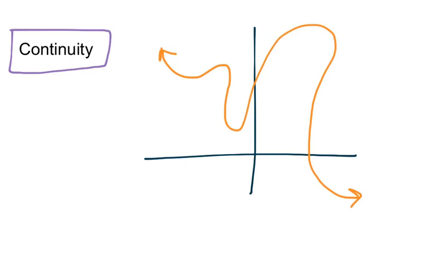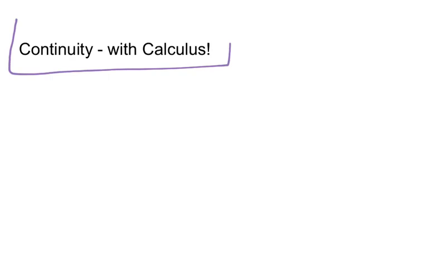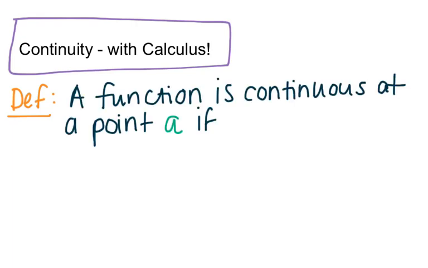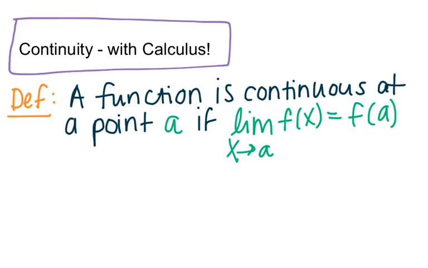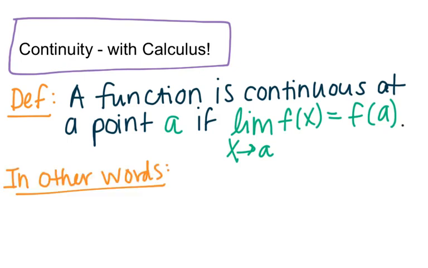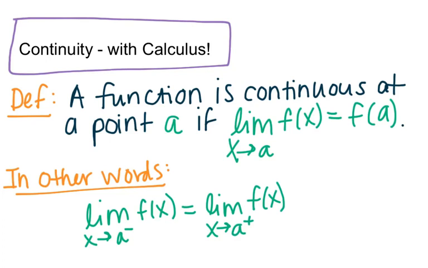But now we're in calculus. So let's revisit this idea of continuity using what we've learned about limits. So our new definition of continuity begins with the phrase: a function is continuous at a point a if the limit as x approaches a of the function f of x is equal to the value f of a. In other words, the limit as x approaches a from the left must equal the limit of f of x as x approaches a from the right, which must equal the value f of a.